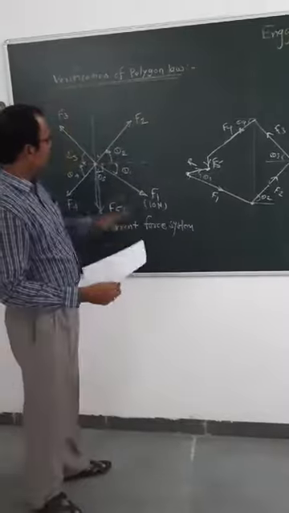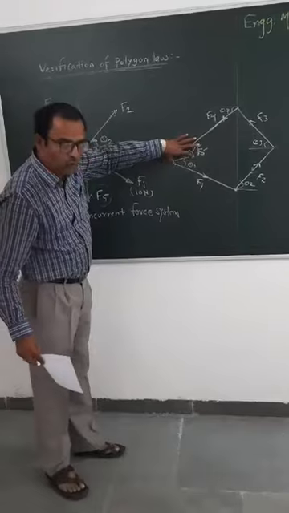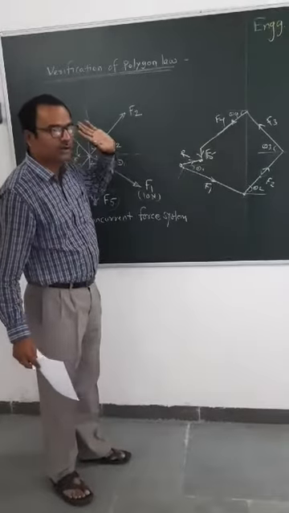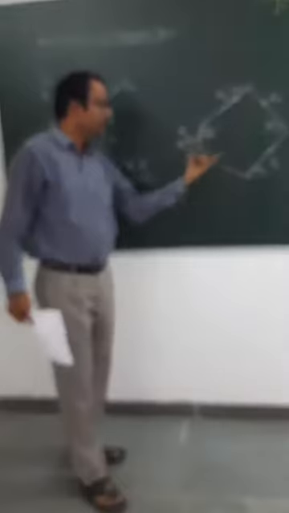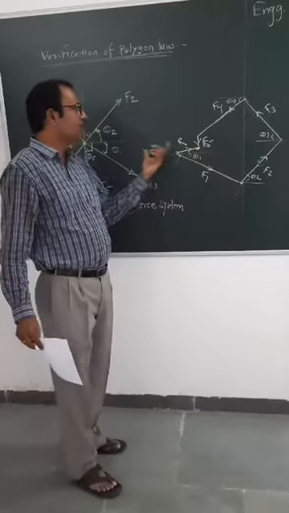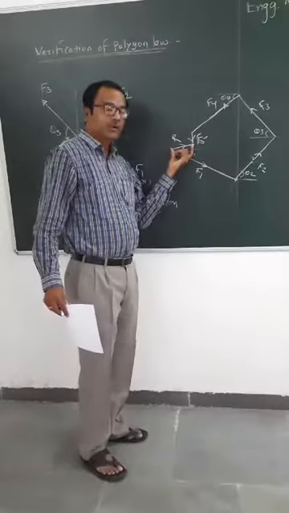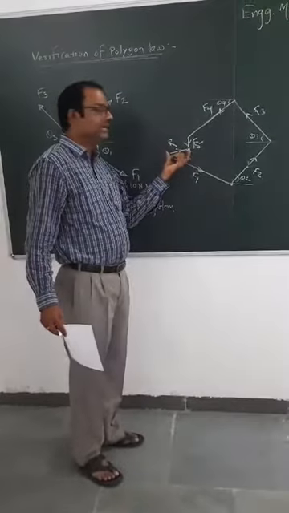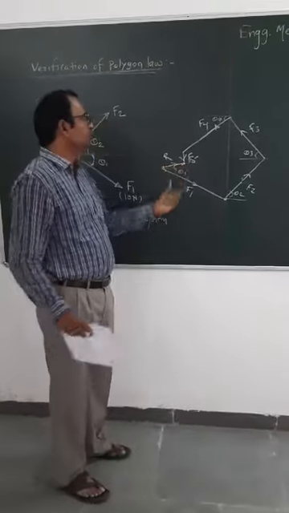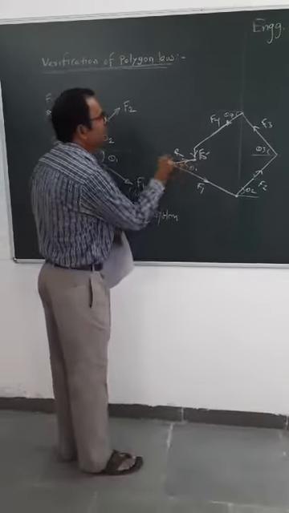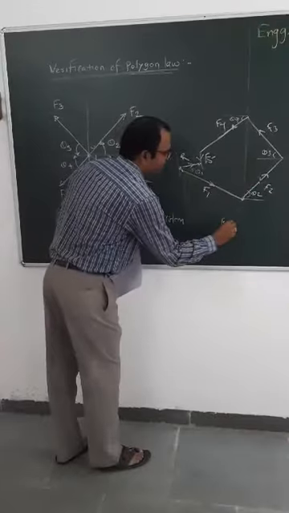If all your calculations are correct, then this polygon should be closed. You should obtain a closed polygon. But due to some error, due to some mistakes in the drawing or in measuring the angle, your polygon will not be closed, or you will get some gap, and that gap is nothing but the resultant of the force system. So here in this particular force system, this is your resultant. Measure this line, multiply with the scale, you will get the resultant value.